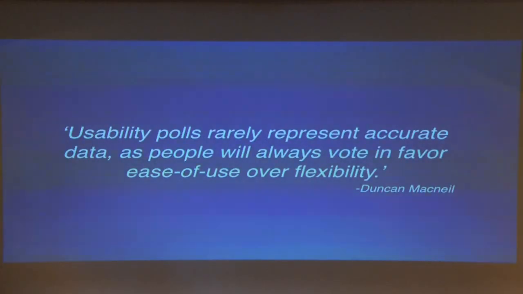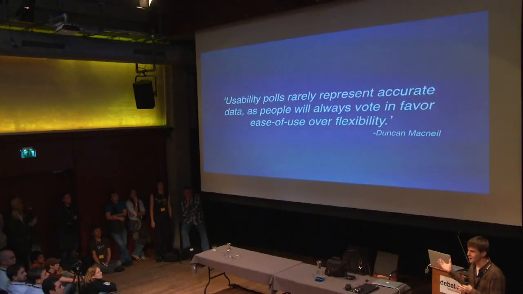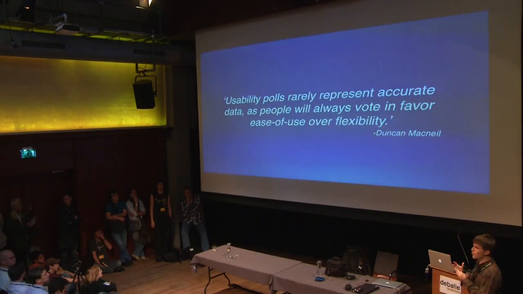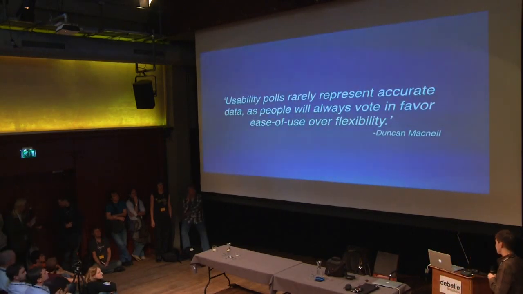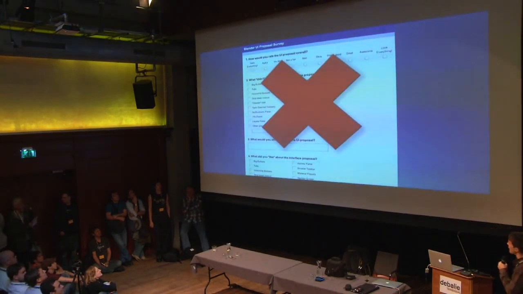Usability polls rarely represent accurate data, as people will always vote in favor of ease of use over flexibility. And of course, when you think about it, it makes perfect sense. Because when you see a user interface, you look at all the easiness of it. You see the big, clean buttons, and you go, wow, wouldn't that be just easy to use? I vote yes. And that is a problem, because they do not think about the flexibility. So, that means all of this, waste of time, doesn't mean anything.